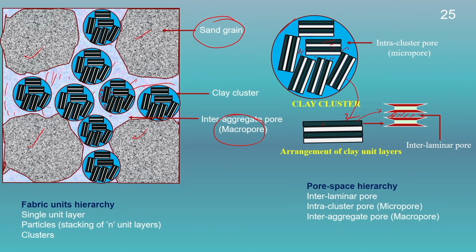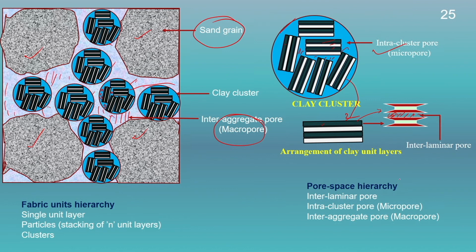So, generally when we talk about the different types of voids present in a sand or non-expansive soil and expansive soil matrix, we can get three different types of pore space. One is known as the inter-aggregate pores, that is the macropores. Then we have the intra-cluster pores, that is the micropores, and we have the interlaminar pore space, that is the space between two unit layers of the montmorillonite particles.